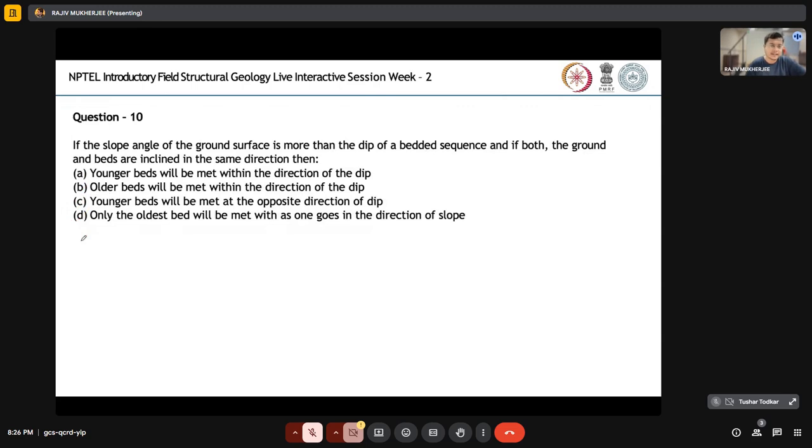Okay, this one is a very easy question. So if the slope angle of the ground surface is more than the dip of a bedded sequence, and if both the ground and the beds are inclined in the same direction, then option A, younger beds will be met in the direction of the dip. Option B, older beds will be met in the direction of the dip. Option C, younger beds will be met in the opposite direction of the dip. And option D, only the oldest bed will be met as one goes in the direction of the slope.